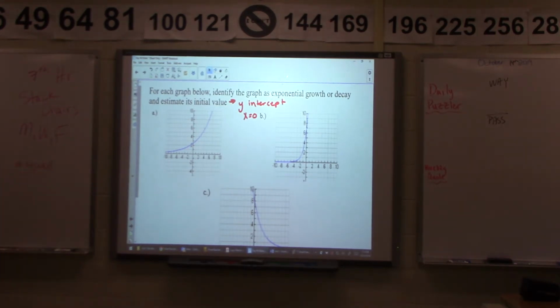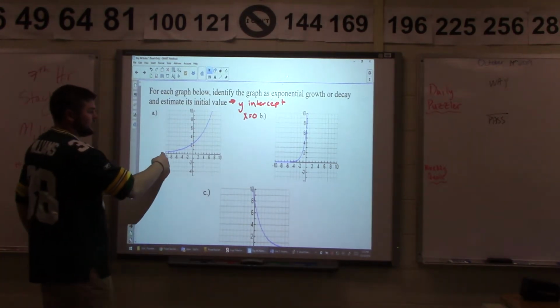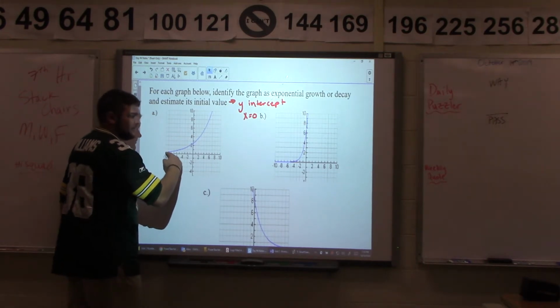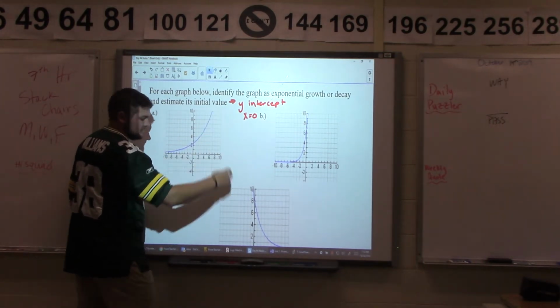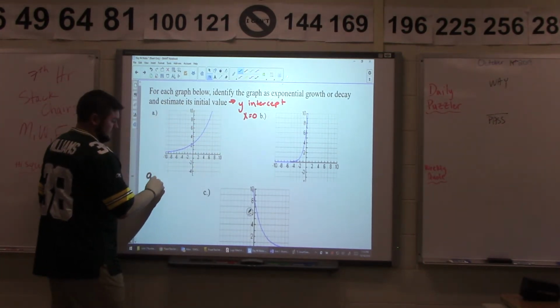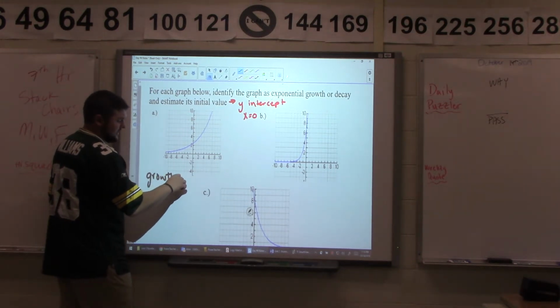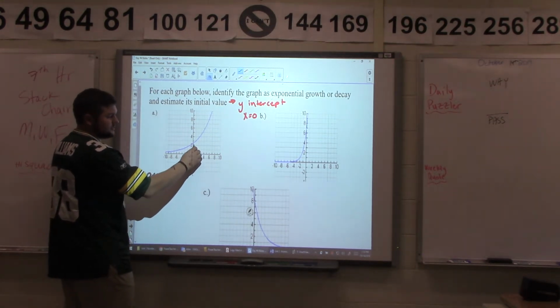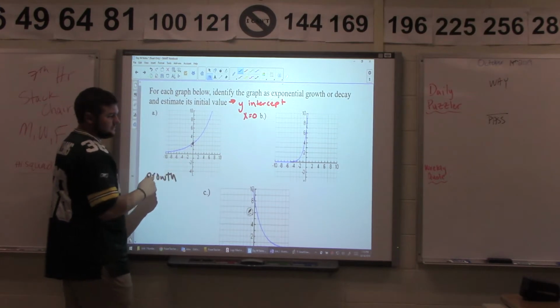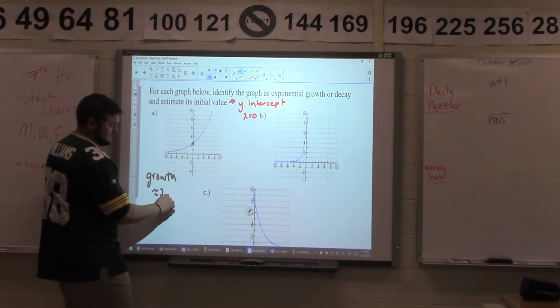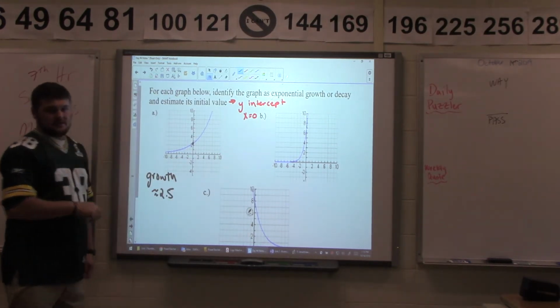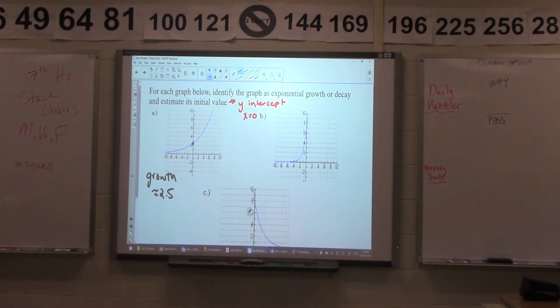Okay, so if you look at the first graph, is this growth or decay? Growth, right? From left to right, it is going up. So this is growth. And then it says estimate the initial value. So we're going to estimate where does it cross our y-axis? Approximately 2.5. Guys, if you're off a little bit in your estimates, not a big deal. The important part is knowing which one's growth, which one's decay.